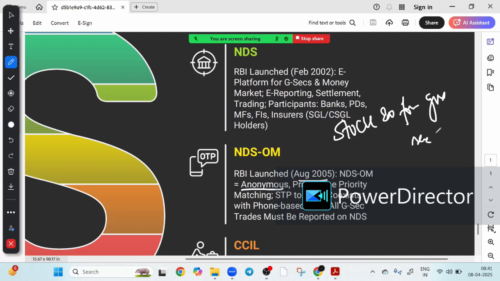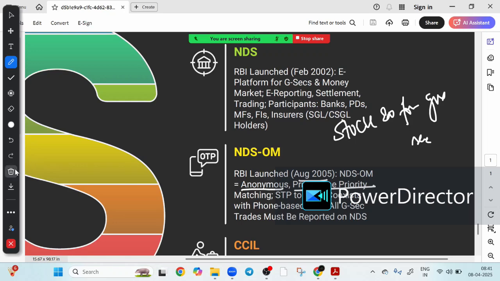Here, orders are matched automatically based on price-time priority. So the keyword is price-time priority. Based on this, orders are matched automatically, right? Fast, fair and transparent. It is used by banks, primary dealers, mutual funds, insurers and other market participants.